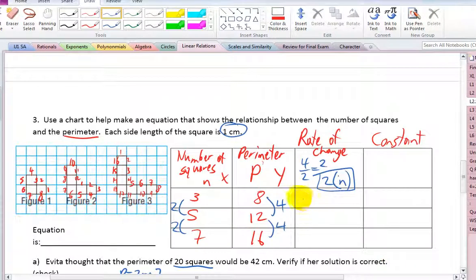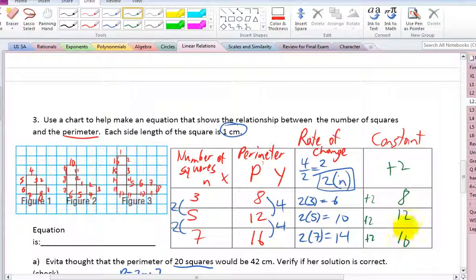So then we get 2 times 3, which is 6, 2 times 5, which is 10, 2 times 7, which is 14. So our constant, in order to take our rate of change and make it into our output number, we'd be adding 2 each time. So now we get 8, 12, and 16. So our full equation is the tops of the 3 columns. The perimeter equals 2n plus 2.